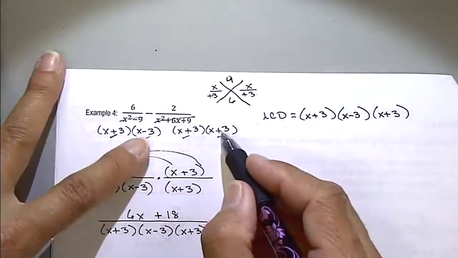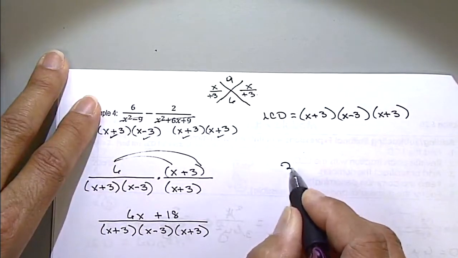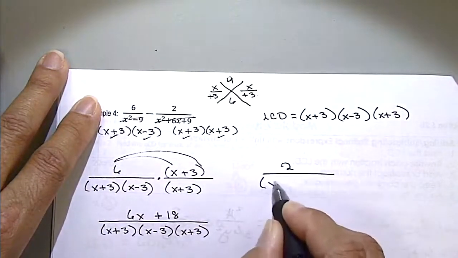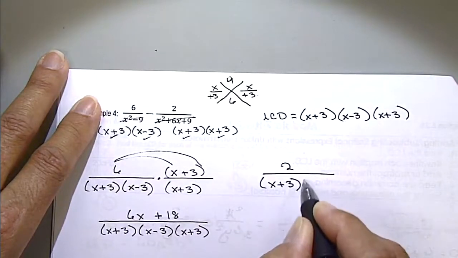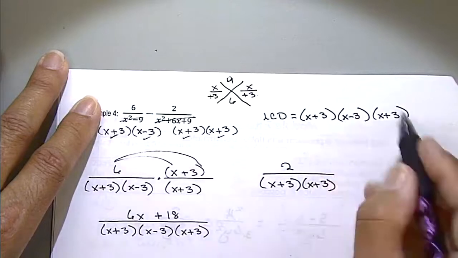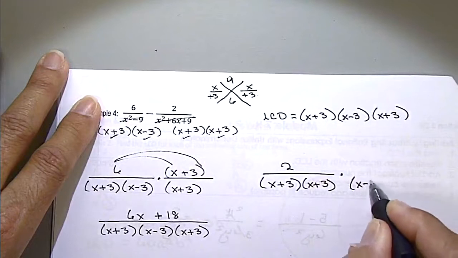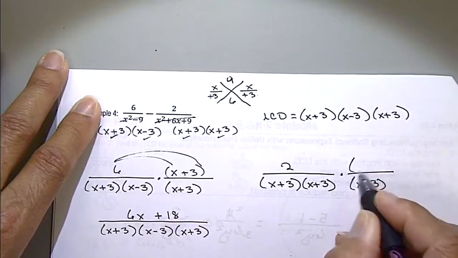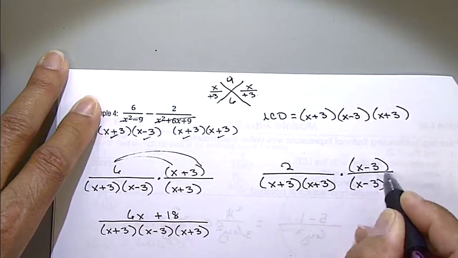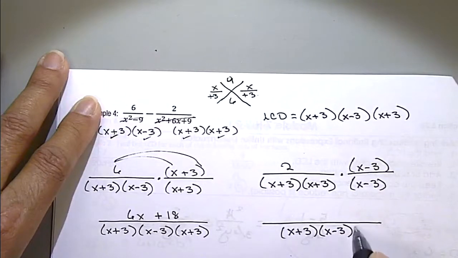Let's go over here and fix this second fraction. What we had was 2 over x plus 3 times x plus 3, and I need it to become my LCD, so it's going to have to be multiplied this time times x minus 3 over x minus 3, right? So my denominator down here is the same thing as the LCD, the same as the first one, and I can even write it in that order so it's not confusing.